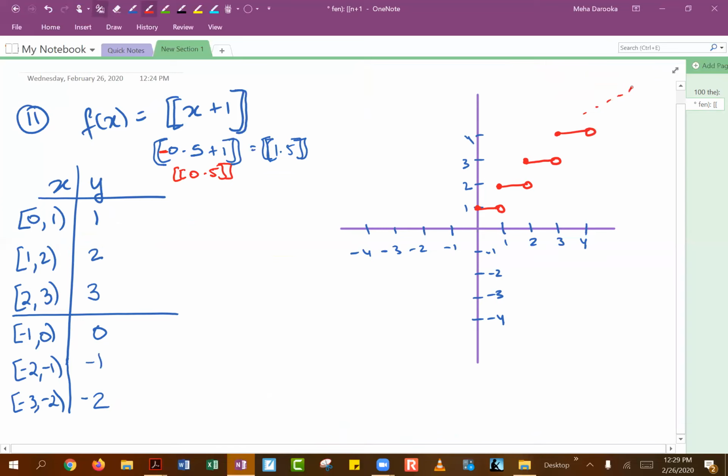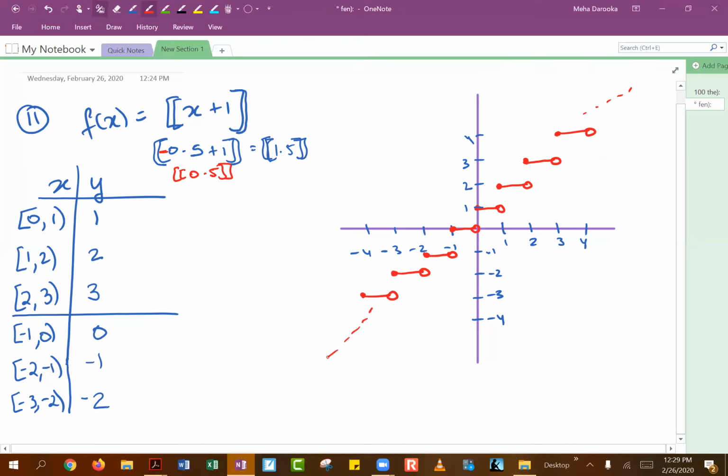Then for the negative side, between -1 and 0, you're at 0, which is actually going to be here. Okay? So again, same thing, closed circle on the left, open circle on the right. And again, this pattern will continue.